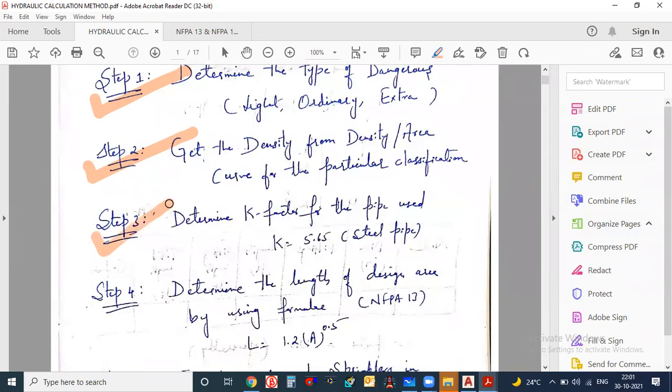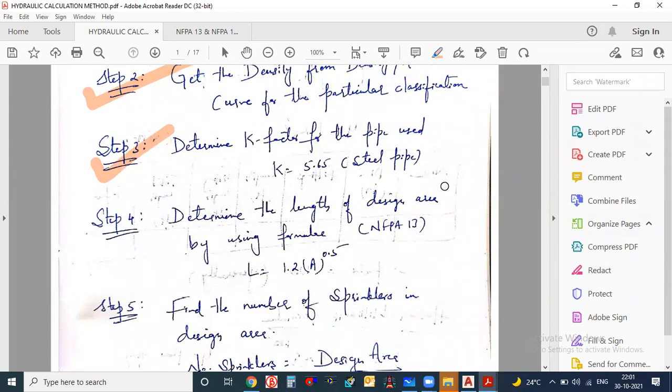Next thing, we have to determine the K factor. Obviously, we are taking 5.65 as the K factor, because NFPA 13 also says that if you don't know any K factor, just go for this K factor only, 5.65. This is the most important.